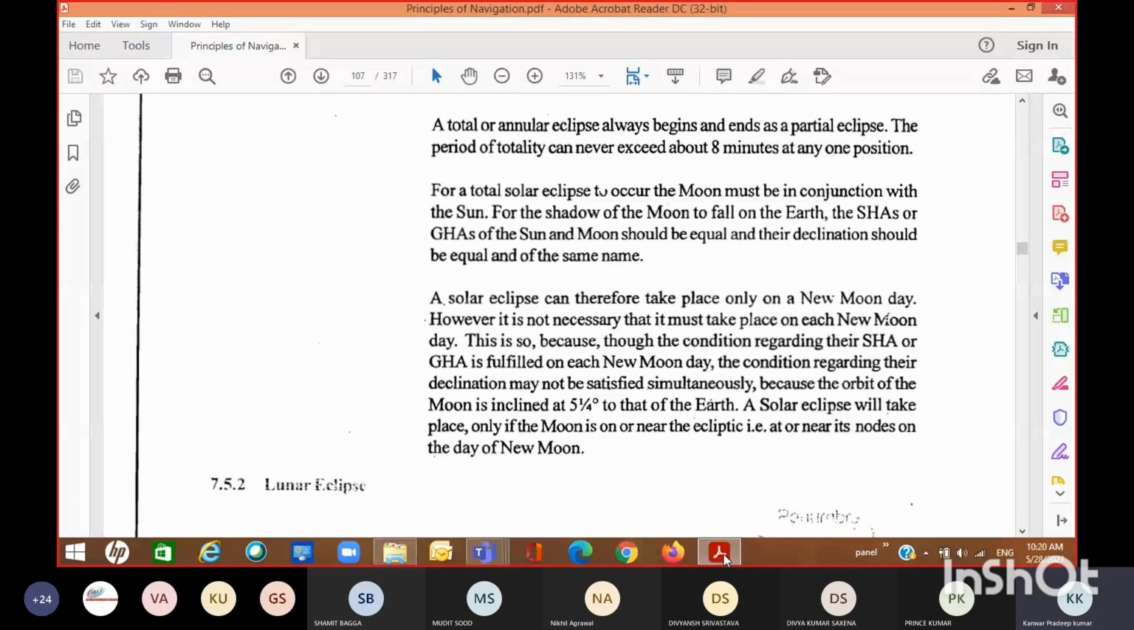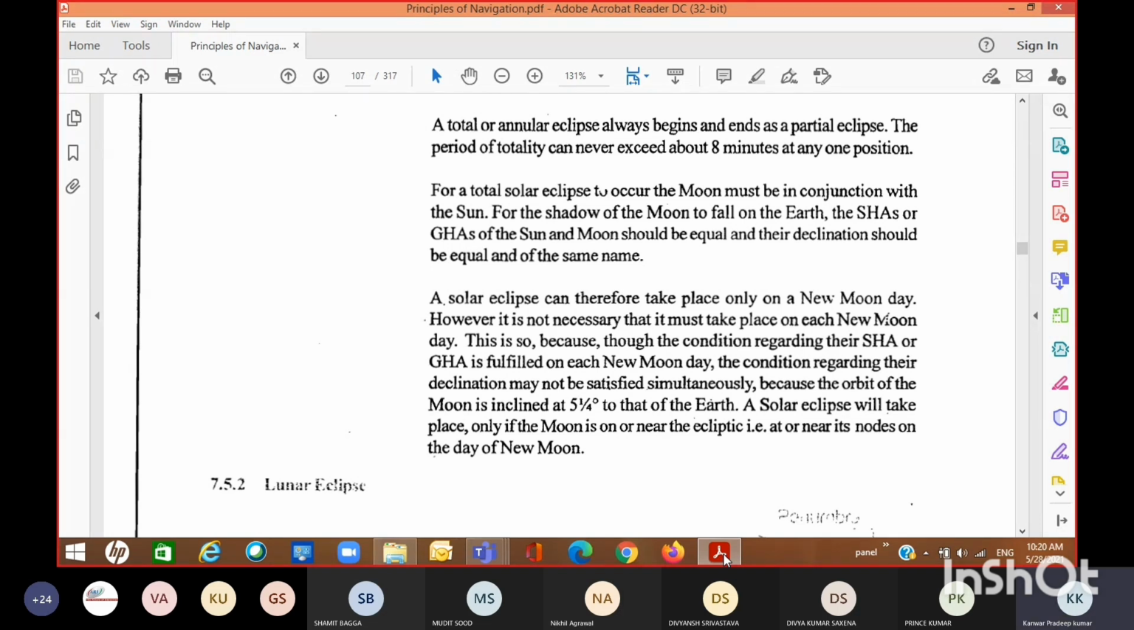Which I was showing on the diagram, the Earth is revolving all the time. So if the Earth is revolving, the path is also moving, and at any one point of time, you do not have more than 8 minutes of total eclipse.